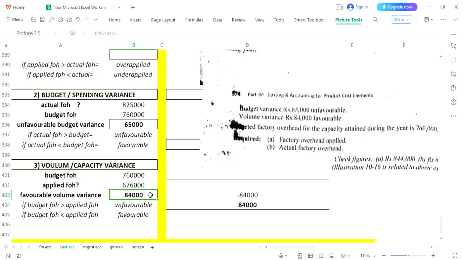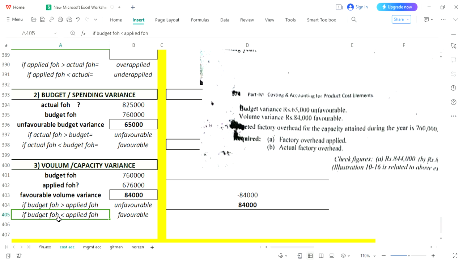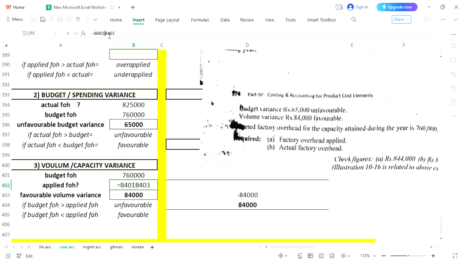To make volume variance favorable, you have to make your budget FH less than that of applied FH. So what we will do is, budget FH should be less and applied FH should be more. To make it more, instead of minus, you will choose the sign of plus. So this way you have got your answer 8,44,000. This is the actual answer. I'm again just trying to make you understand that both signs were possible.